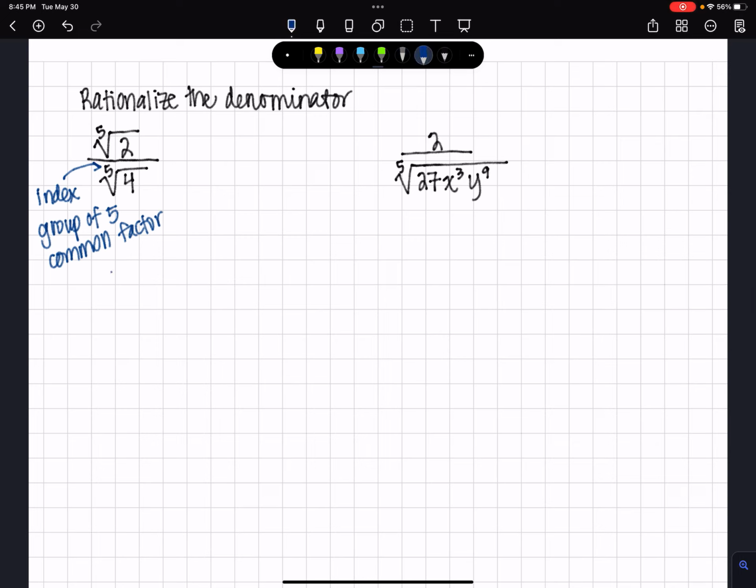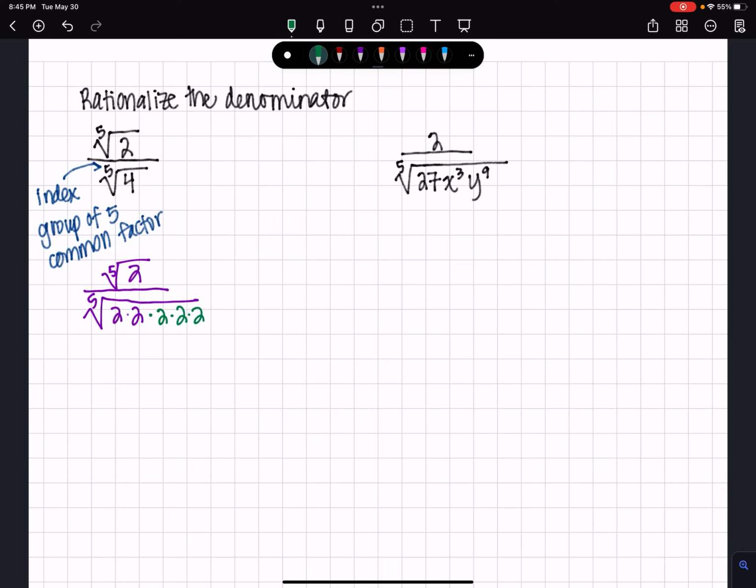So I'm going to show you. I'm going to do my work in purple here. So I've got the fifth root of 2 over the fifth root, and then look at how I'm going to rewrite 4. I'm going to write it as 2 times 2. That means I only need 3 more 2s. If this had 3 more factors of 2, I'd have a perfect group of 5, and then I would no longer have an irrational value in the denominator.